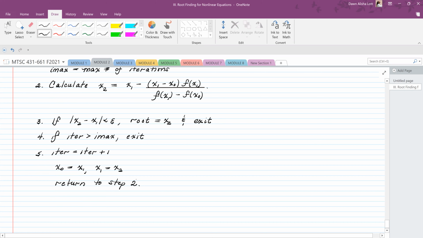We will do convergence of this tomorrow. No, we won't, we'll do it on Thursday, and talk about the advantages and disadvantages of this method. And then we will do some fixed point methods.